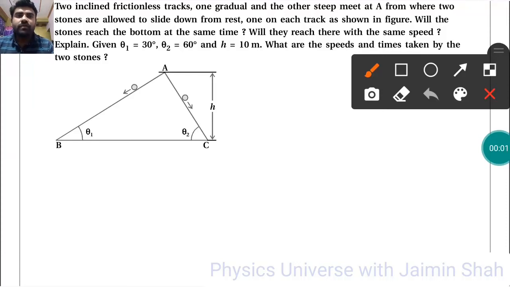Now the question is: two inclined frictionless tracks, one gradual and the other steep, meet at A, from where two stones are allowed to slide down from rest, one on each track as shown in the figure. Will the stones reach the bottom at the same time? Will they reach there with the same speed? Explain. Theta 1 is 30 degrees, theta 2 is 60 degrees, and h is equal to 10 meters. What are the speeds and times taken by the stones?